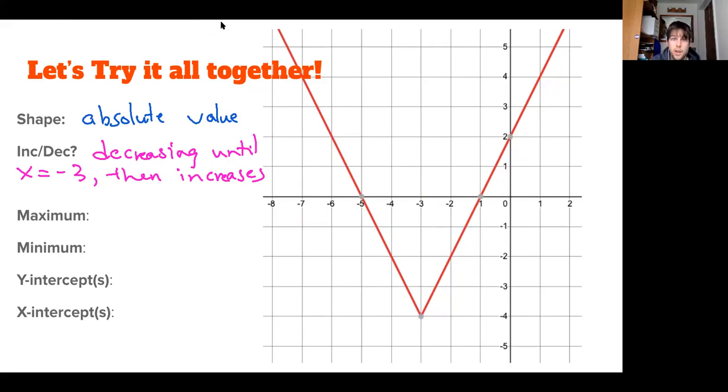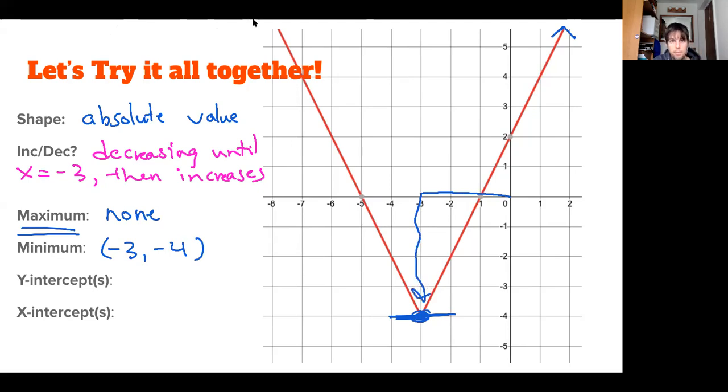Maximum, minimum, y-intercept, x-intercept. Let's go ahead and run through those. So is there a highest point here? Is there a maximum? No. No maximum. Again, we have to assume this graph keeps going up forever, so there won't be a highest point. Is there a minimum? There is. There's a lowest point right down here, right? That's the lowest point on our graph. The x-coordinate is -3, and then y-coordinate is -4. We went 3 to the left, and 4 down, and that's where we end up.